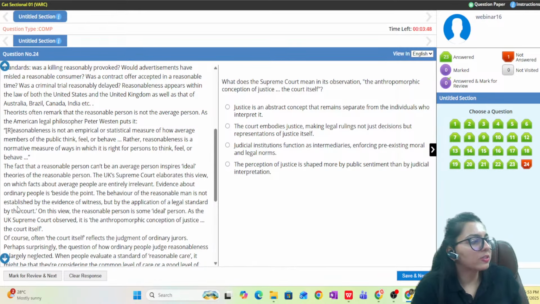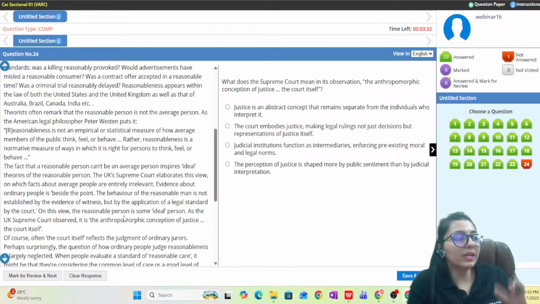The behavior of a reasonable man is not established by the evidence but by the application of the legal standard. On this view, the reasonable person is some ideal person, as the Supreme Court observed, the anthropomorphic conception of justice, the court itself. So anthropomorphic over here is being used as a figure of speech, something that has been given life. So what is it basically? The court is not just a body. In fact, it's the one place which gives out those decisions. Justice is an abstract concept that remains separate, it's not separate, it's indulged, this can't be. The court embodies justice making legal rulings, not just decisions but representations of decision. Very good, we found it, the representation answer.